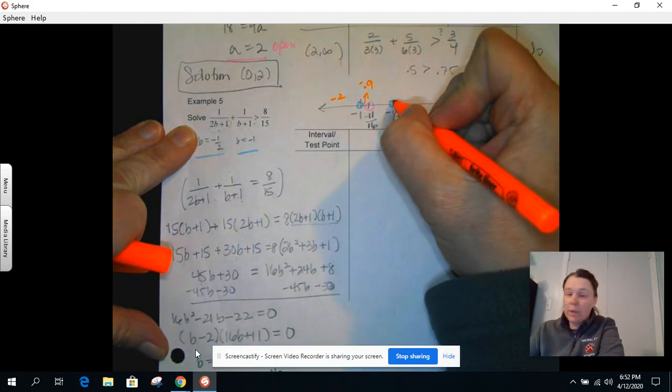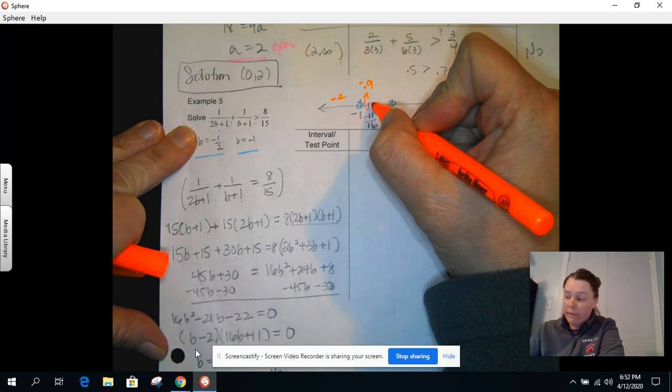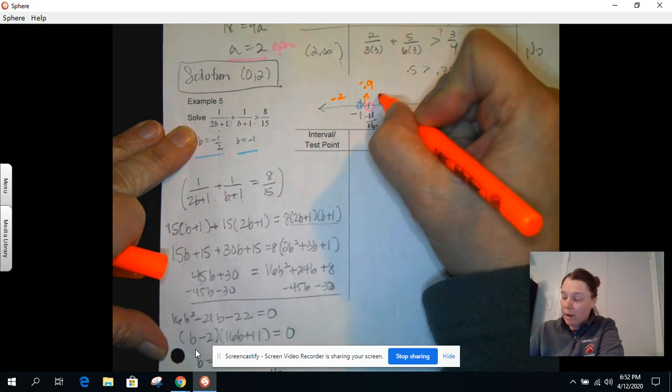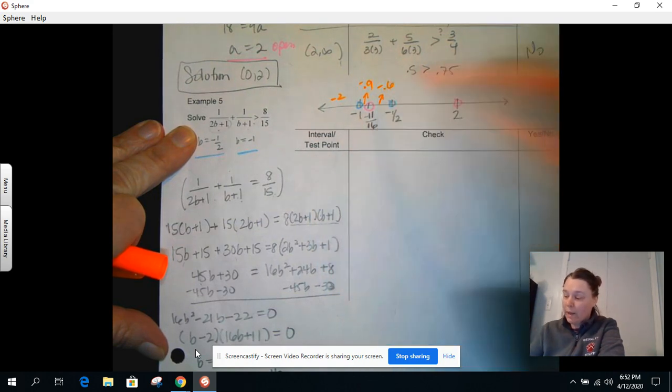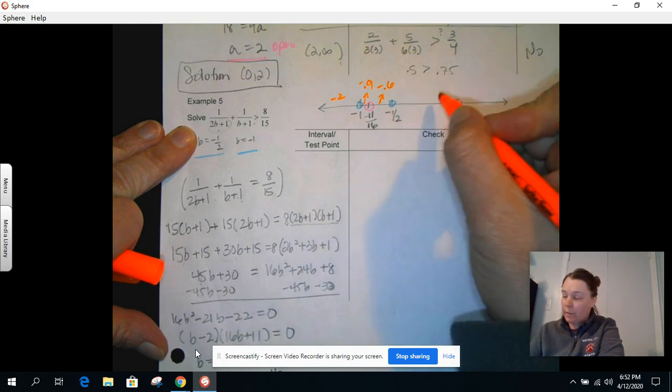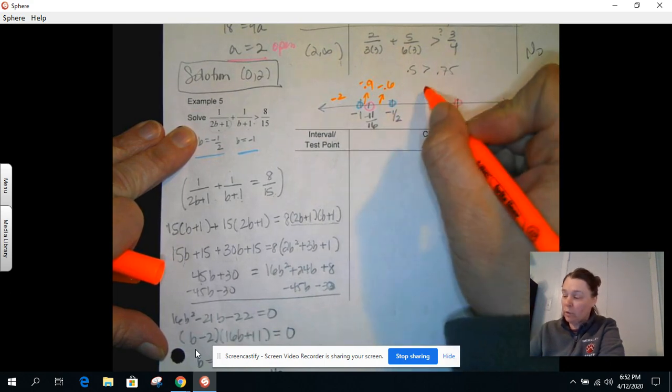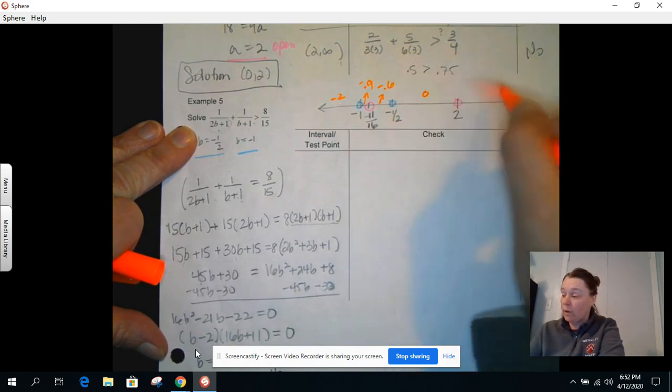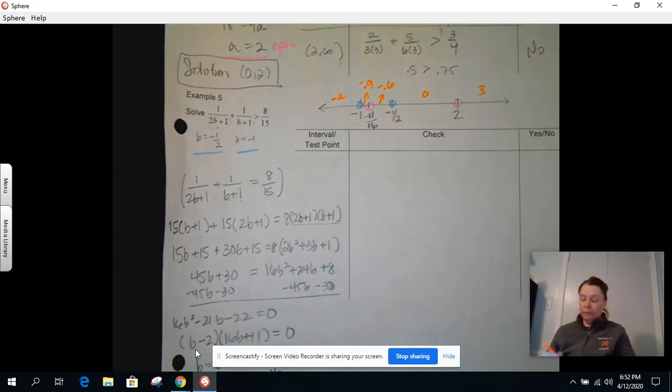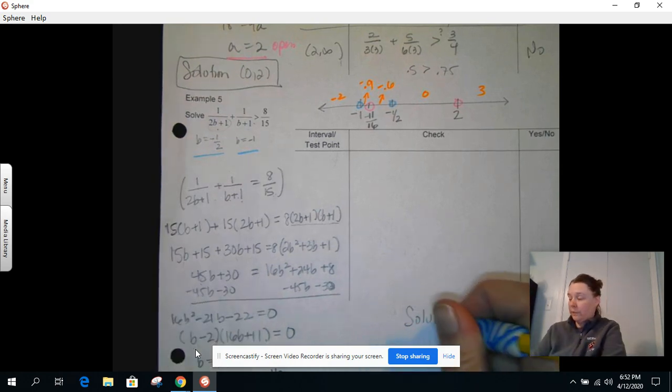Here I need somewhere between, this is negative 0.6875 and this is negative 0.5, like maybe negative 0.6 I could pick. Here I could pick anything between negative half and 0. In negative 1/2 and 2, I could pick like 0. Here I could pick 3. Okay, so go ahead, if you want to pause, pick a number in each of those intervals, and then check.